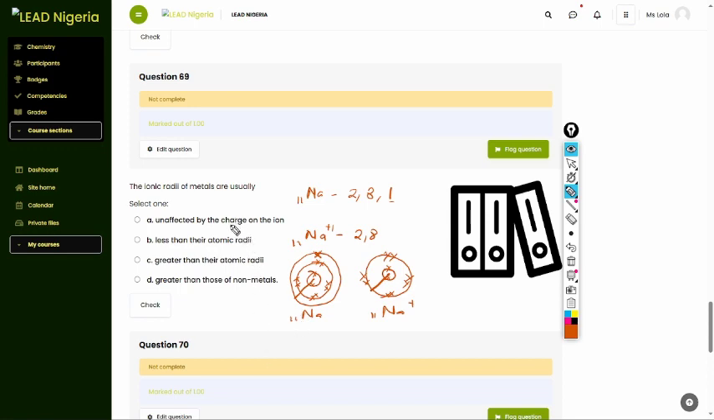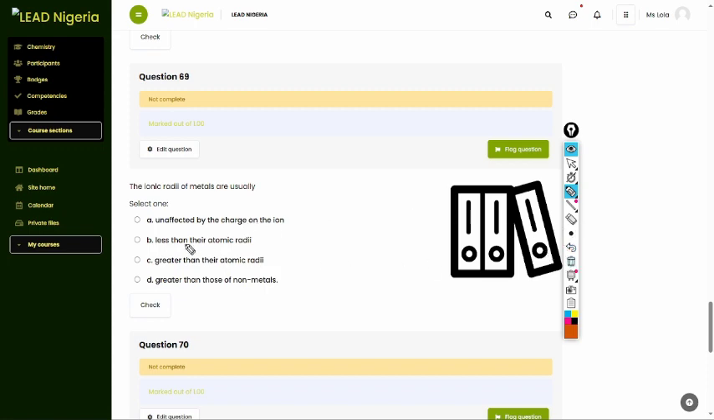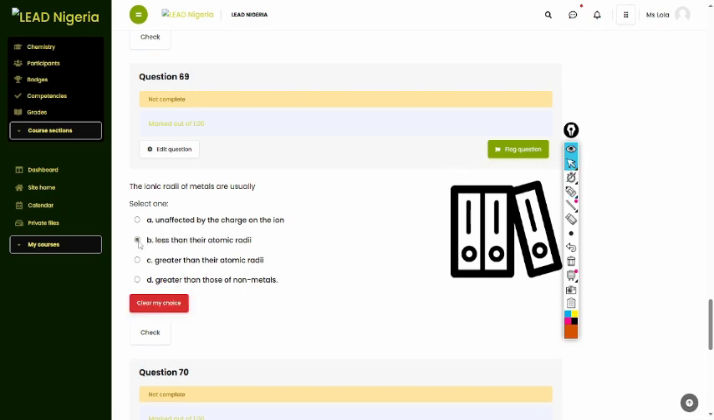So which of the options agrees with that? The ionic radius is less than the neutral atom. So that is B: ionic radii is less than their atomic radii. So the correct answer is B. Okay, so we go with option B.